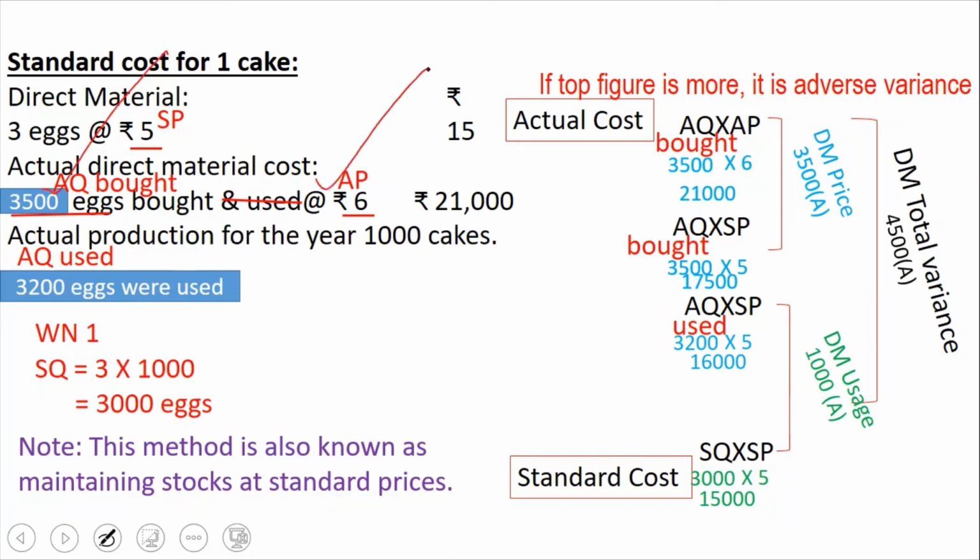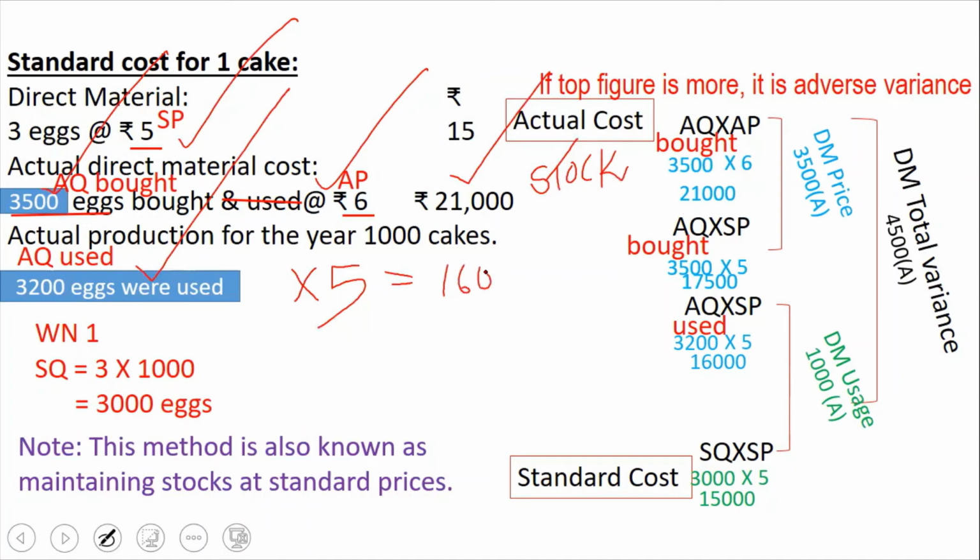3,500 eggs have been bought at rupees 6, and the amount that has hit the stock account is 21,000 rupees initially, out of which we have issued 3,200 eggs for production. And whenever we are making an issue to production, it is always done at the standard price, and standard price is 5. So what is the amount? The amount is 16,000 rupees, which is taken out from the stock account.